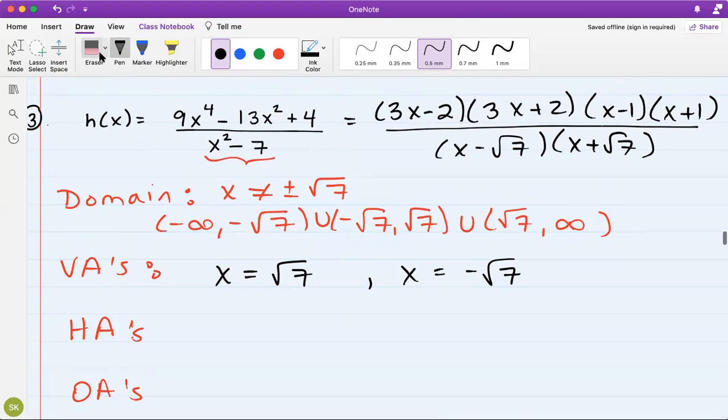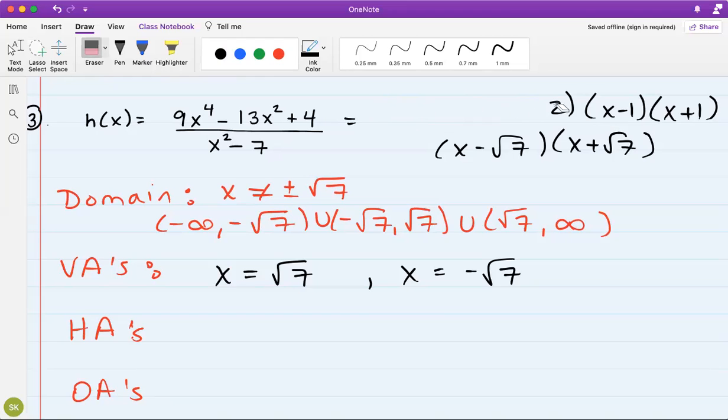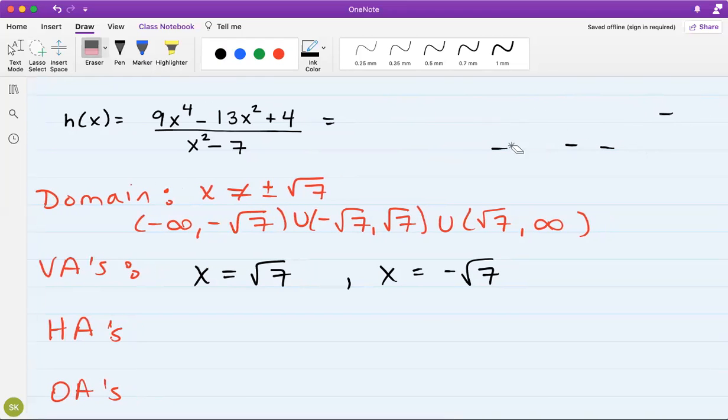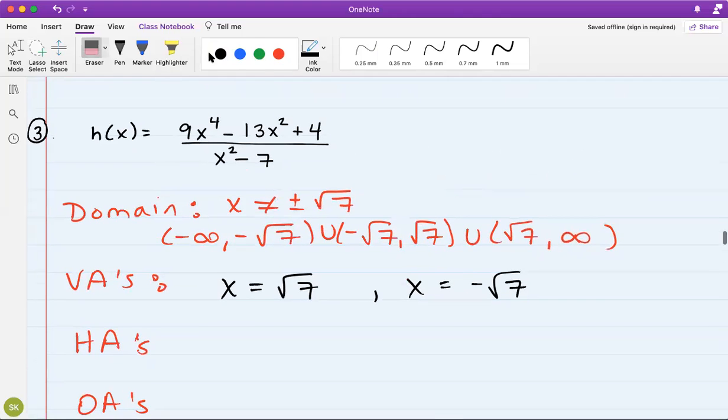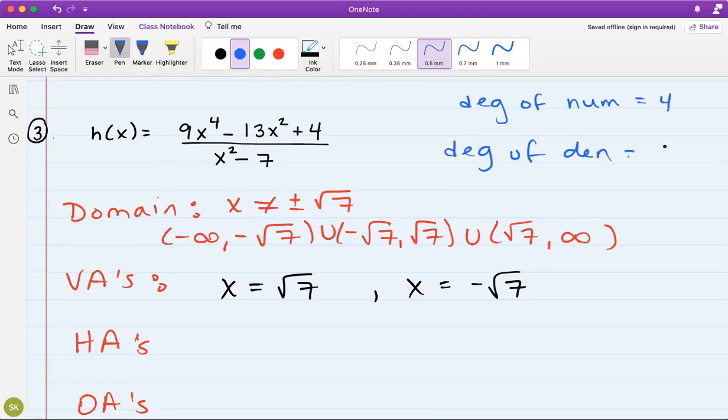Now we're going to look right here. We don't really need this piece anymore, so I'm going to erase it. I just don't want it to look so cluttered. Horizontal asymptote. We look at the degree of the numerator. The degree of the numerator is 4. The degree of the denominator is 2. Here's the 4, here's the 2.